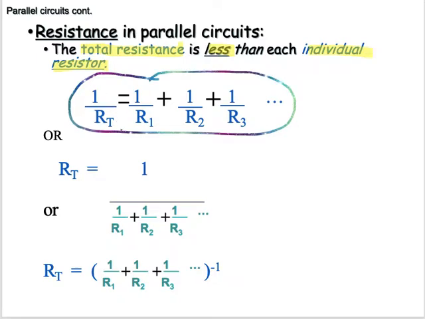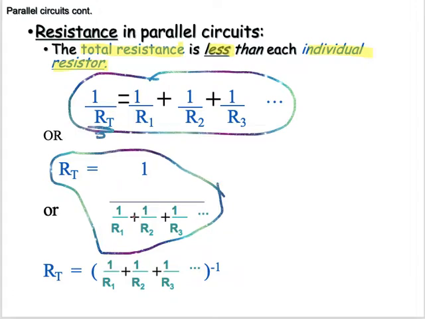So you have 1 over the total resistance is equal to 1 over the resistance at branch 1 plus 1 over the resistance at branch 2 plus 1 over the resistance at branch 3. If you use this calculation, you have to remember at the end to take the inverse in order to get the total resistance. So personally, I don't like that equation. My favorite one is this, which basically you can just do 1 over resistor 1 plus 1 over resistor 2 plus 1 over resistor 3. You get a number, and then you do 1 divided by that number.